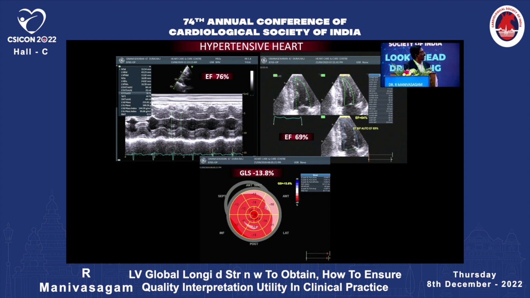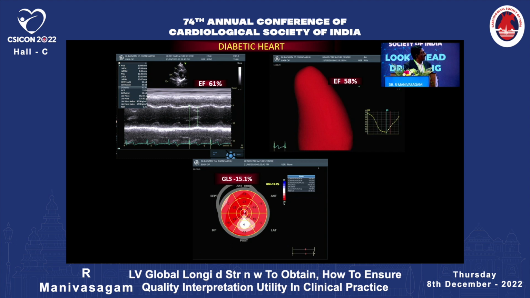Next is hypertensive heart disease. Ejection fraction is normal, but there is subclinical LV dysfunction. Coming to the diabetic heart, ejection fraction is normal. Global longitudinal strain is minus 15.1.